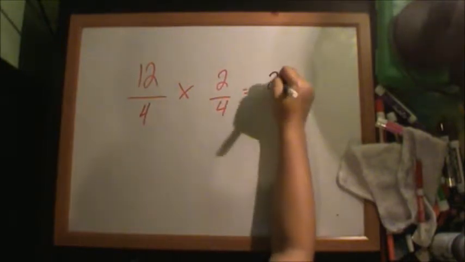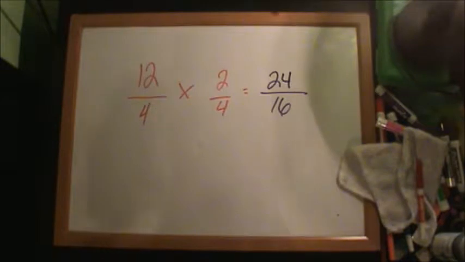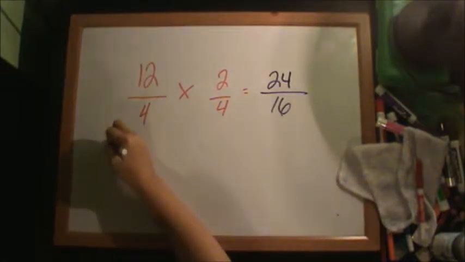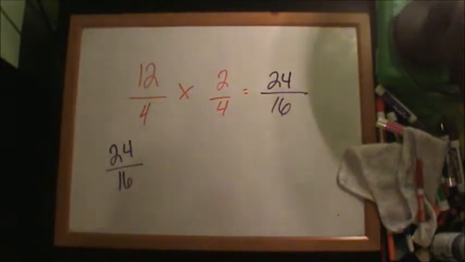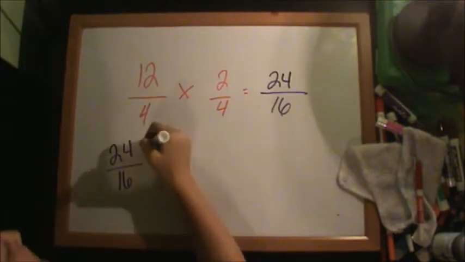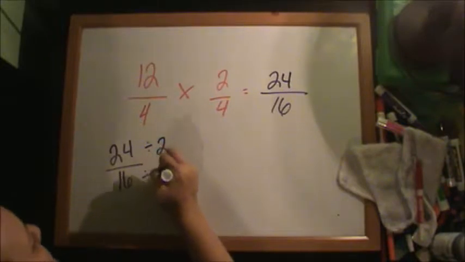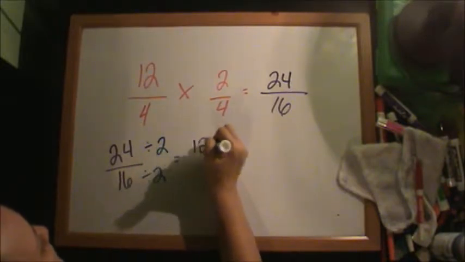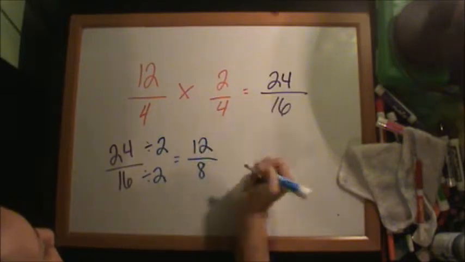12 times 2 gives us 24. 4 times 4 gives us 16. Excuse me. So this can be further broken down. And I'm going to do it the long way just to show how to simplify a fraction, just in case we need to do that. So 24, I know, can be divided by 2, and I know 16 can be divided by 2 as well. So that gives me 12. 16 divided by 2 gives me 8.